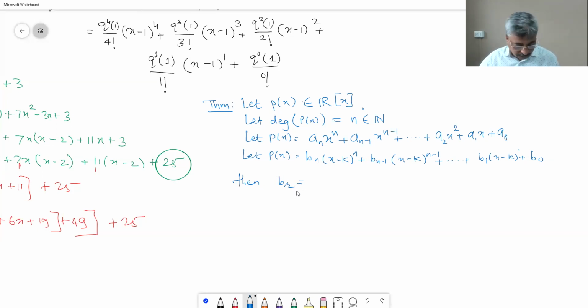Then br is equal to differentiate p r times, evaluate at k, divide by r factorial, where 0 is less than or equal to r is less than or equal to n. That is what is the coefficient. Now I give you a little time for writing sort of proof of why this is true.